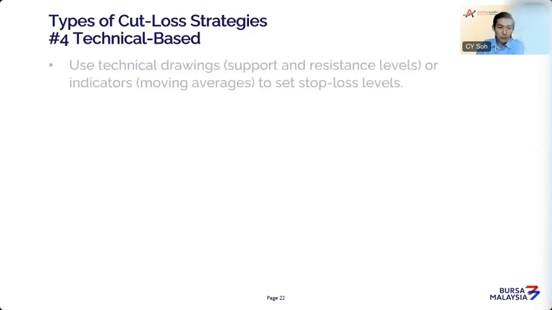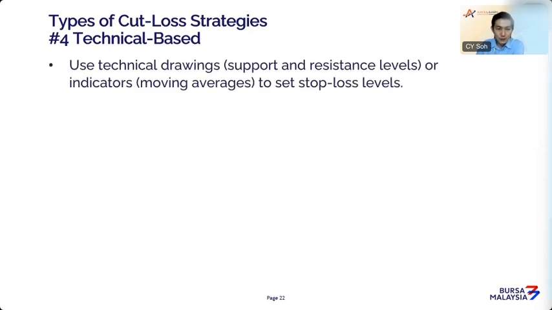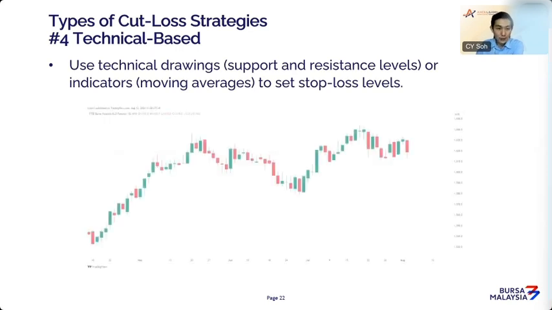Now, the fourth would be the technical-based approach. This is using technical analysis, especially technical drawings like support and resistance levels, or technical indicators such as moving average, to do your cut loss. Let us go through a very simple chart here. So let's say, for example, you enter on this day in this red candle. Your entry price would be the closing price, for example.